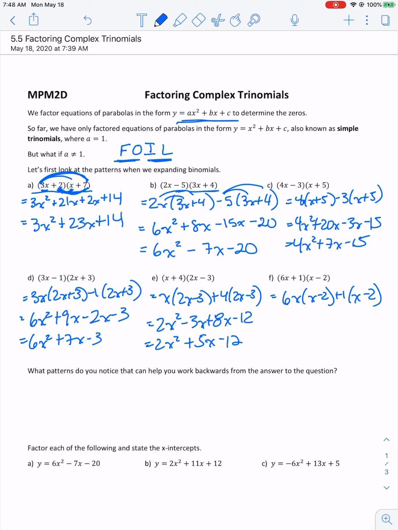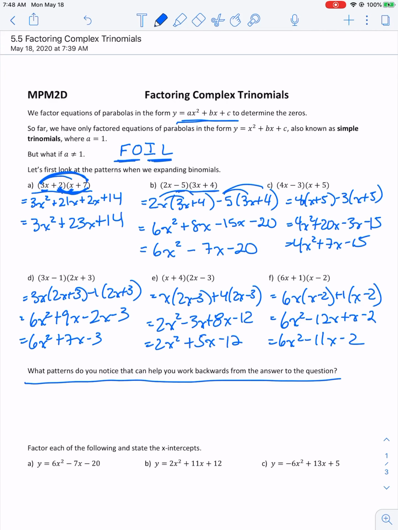Notice how here I wrote down the +1. That's kind of important for when we go to do the factoring part. All right, so there we go. So now we want to take a look at what patterns you notice that can help you work backwards from the answer to the question.